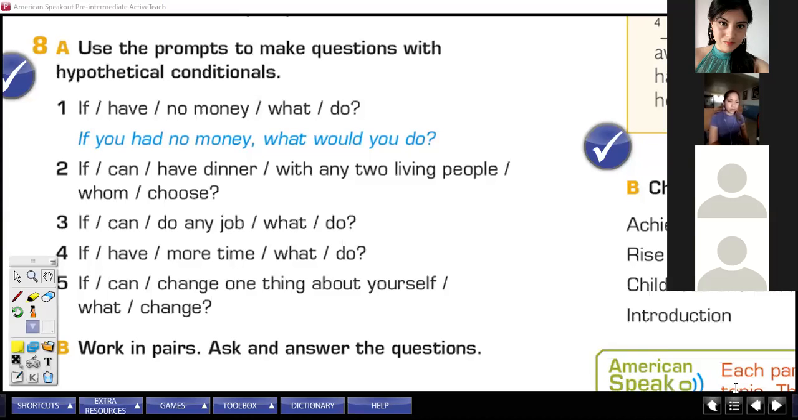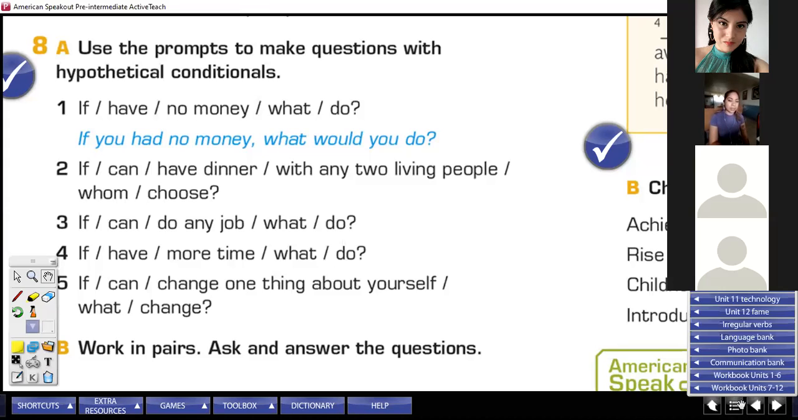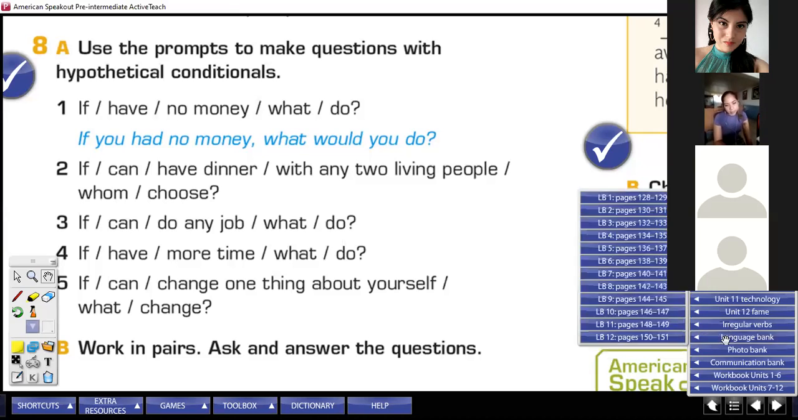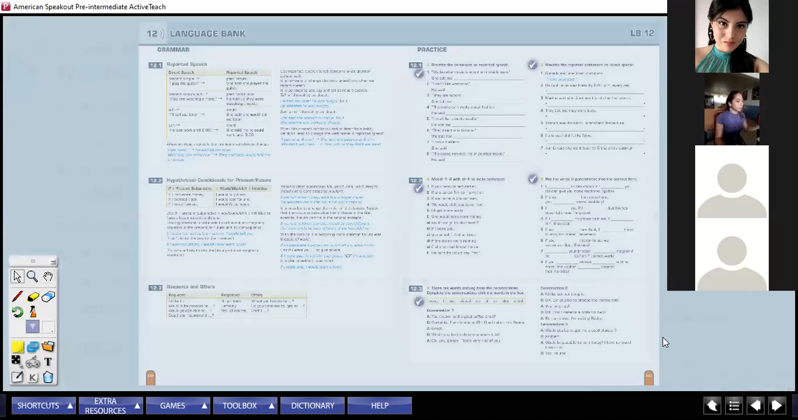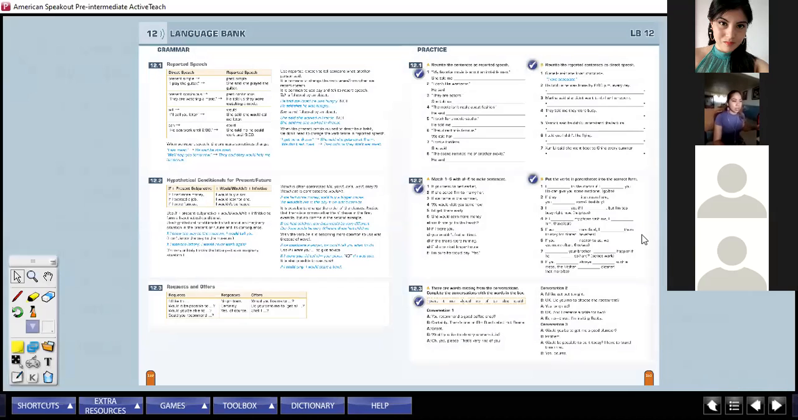Es una estructura muy fácil. Pasado, if, la condicional va en pasado, y luego la respuesta lleva would. So let's go to your language bank at the end of your book.